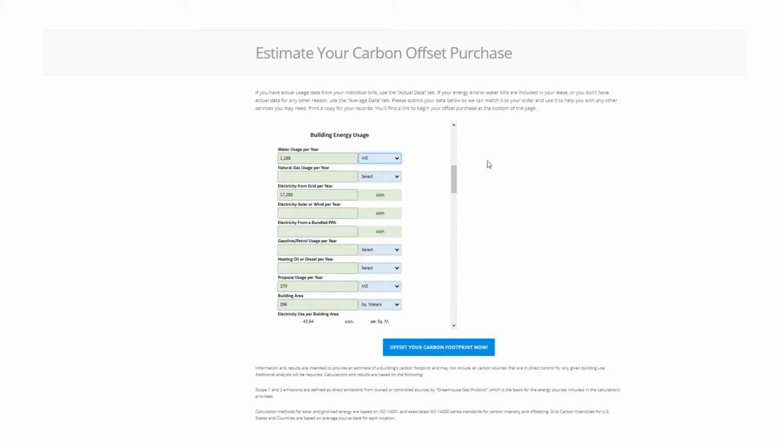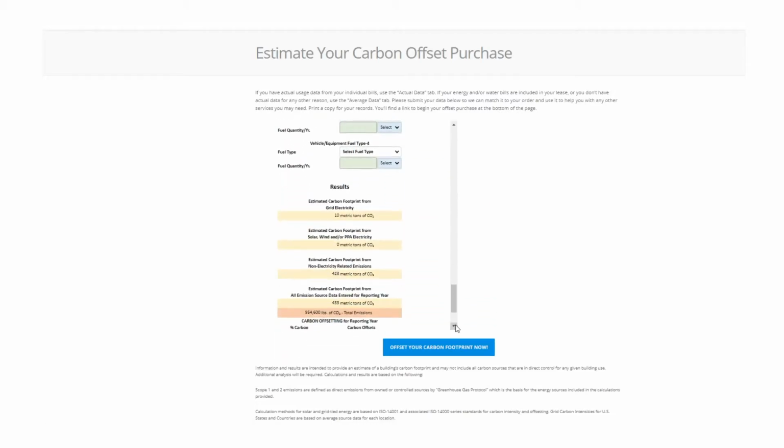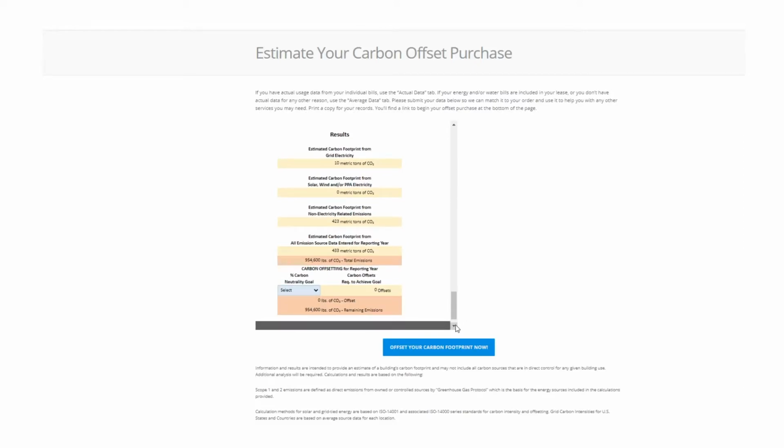And we entered 396 square meters for our building area to get some general idea of our electricity usage, which in this case is 43.64 kilowatt hours per square meter. As you're inputting data, you can always scroll down to the results section to see how that information is affecting your carbon footprint. At this point, we've inputted our building energy usage, and based on that, we currently have 433 metric tons of CO2 emissions for 2019. And 423 of that is from our propane and water usage, and 10 is from our electricity.